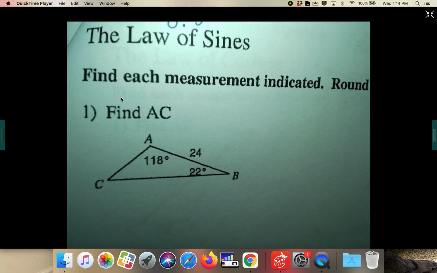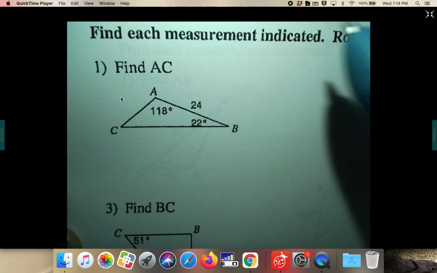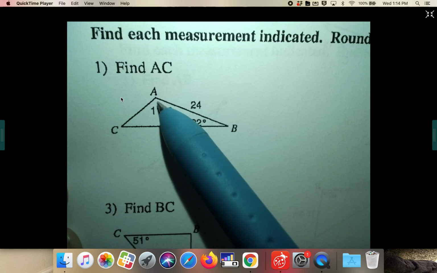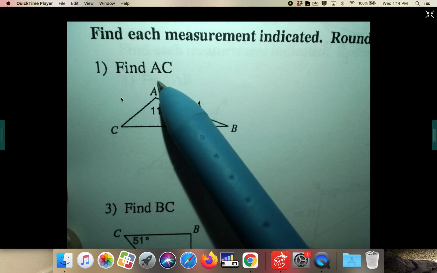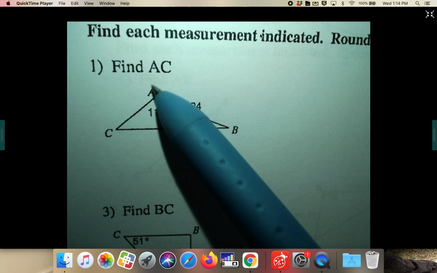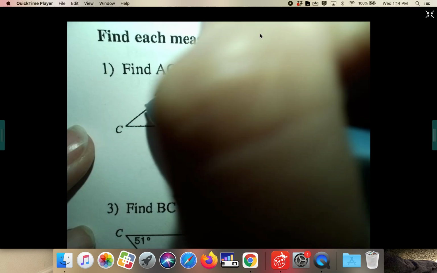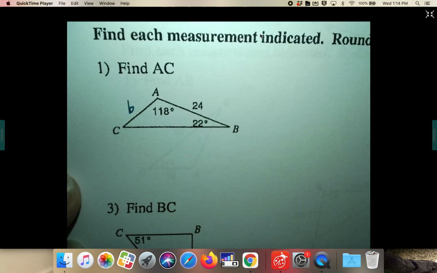So I'm going to do a few of these with you, and then I'm going to have you do a few on your own. So we are looking for right now AC. So we're looking for the side length from A to C. They actually made their capital letters on the outside. I don't usually do that, but that's okay. We know what they're talking about. They're talking about side lowercase b. Oh yeah, they did the angles as capitals.